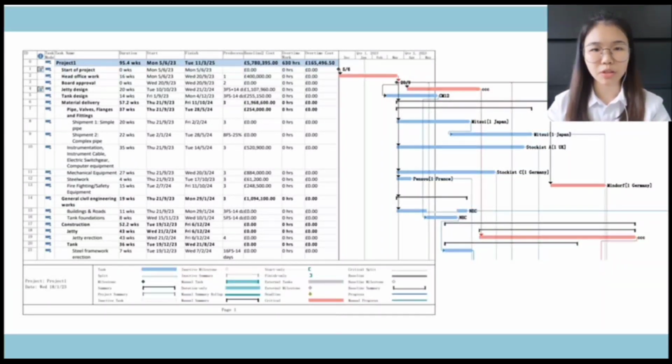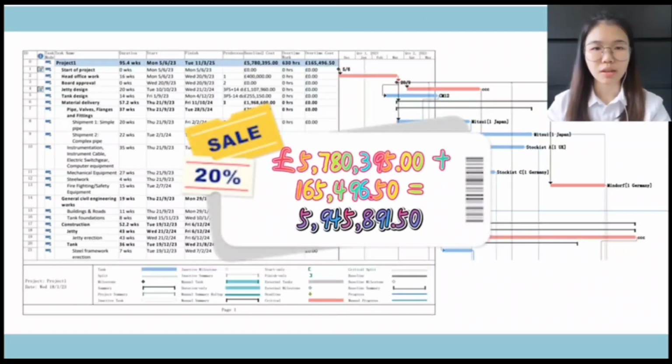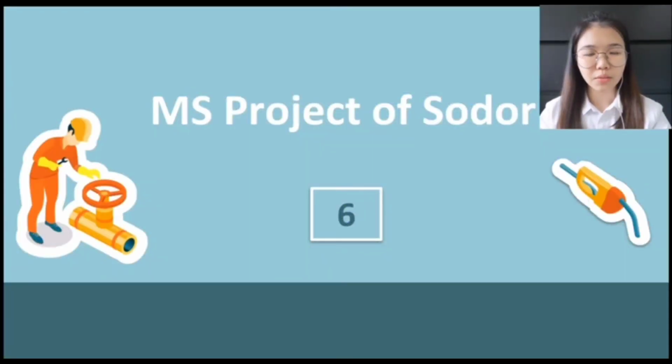This caused the project duration to rise to 95.4 weeks, but the cost still remained at £5.78 million. Total overtime also remained at 630 hours at a cost of £165,000. Therefore, the total cost for this section is £5.95 million. After that will be Sodor 6.